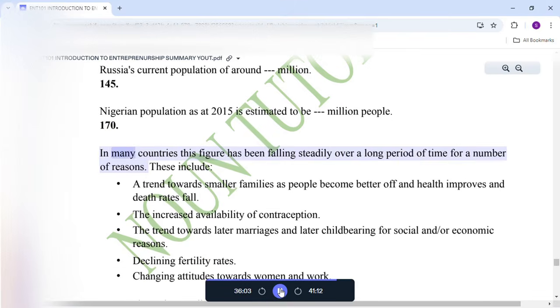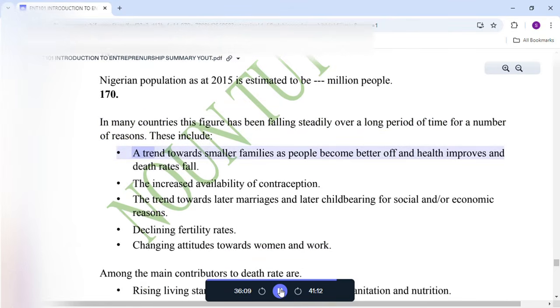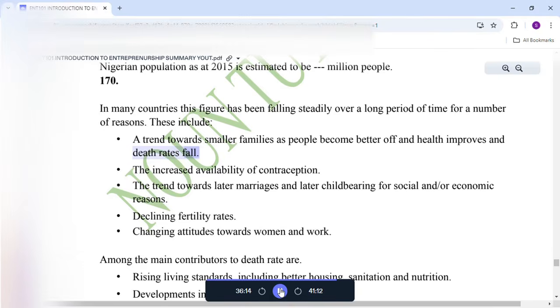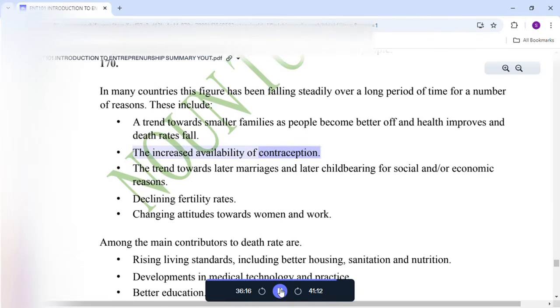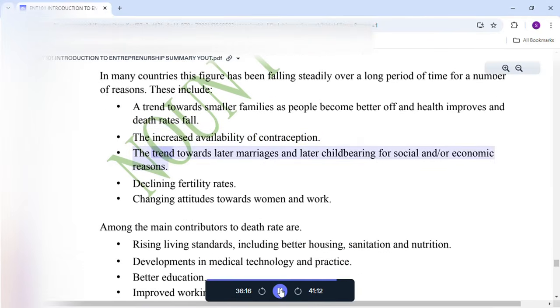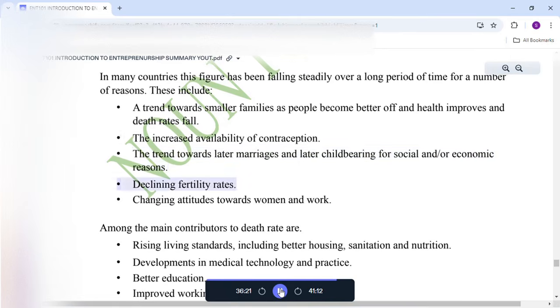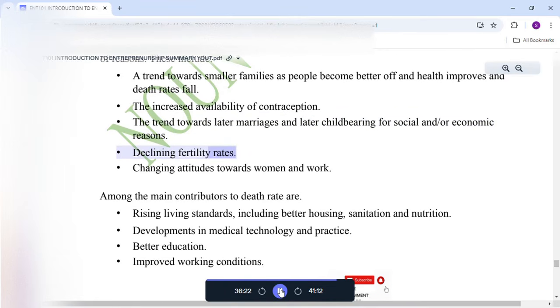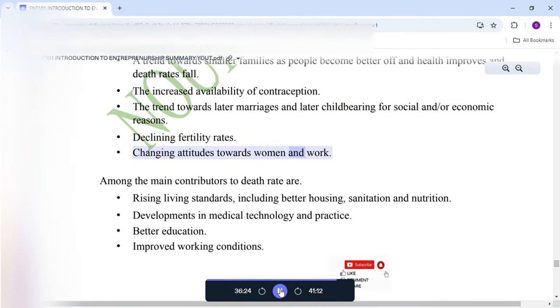In many countries this figure has been falling steadily over a long period of time for a number of reasons. These include a trend towards smaller families as people become better off and health improves and death rates fall. The increased availability of contraception. The trend towards later marriages and later childbearing for social and/or economic reasons. Declining fertility rates. Changing attitudes towards women and work.